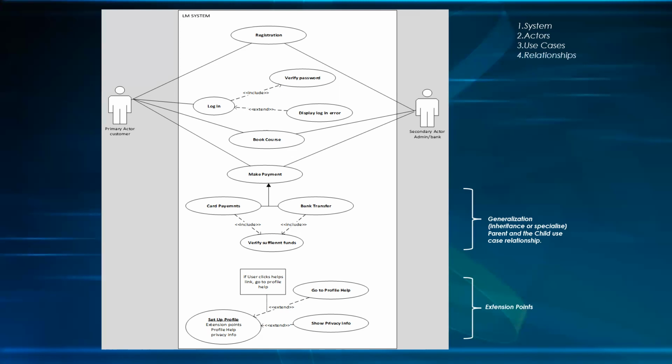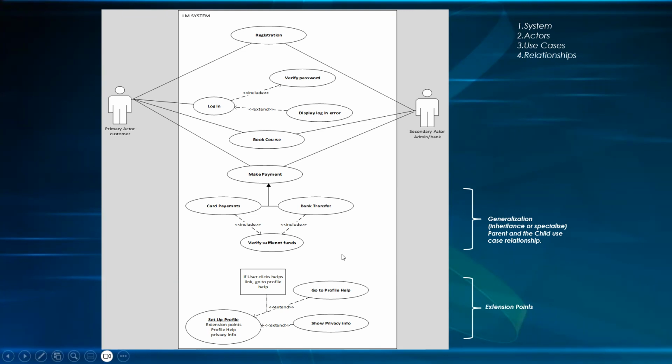Okay, let's look at it like this. An extended relationship is when it fails. But while you're making payment, you could put in wrong details. You can actually do that as well. So what happens? You can have that as an extended relationship. It displays an error. You can have a case for displaying error.